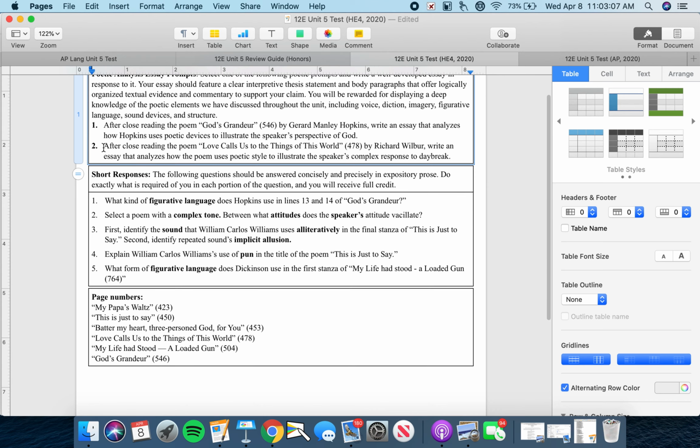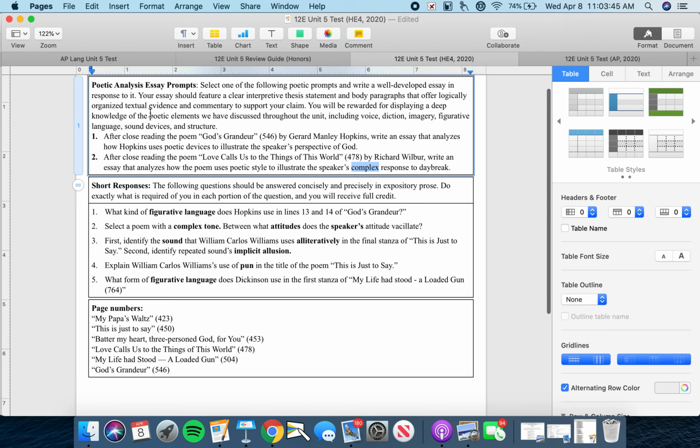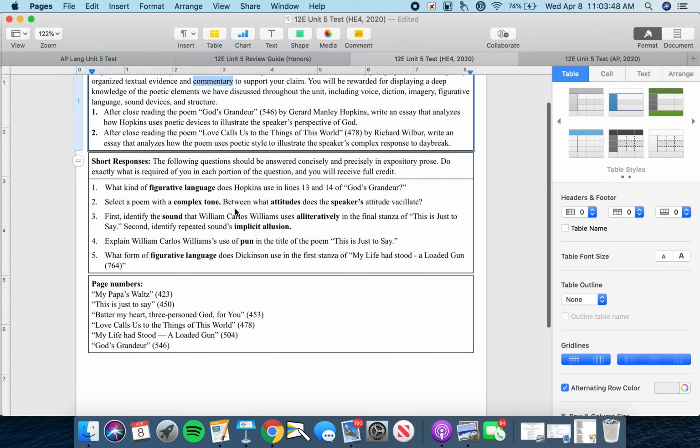Second option, after close reading the poem Love Calls Us to the Things of This World by Richard Wilbur, write an essay that analyzes how the poem uses poetic style to illustrate the speaker's complex response to daybreak. Complex just means that it is inherently nuanced, that it isn't just one thing. So the structure of that poem speaks to that and illustrates that in ways that we discussed in class. Both of these prompts should be pretty straightforward questions that you can answer directly and then evidence your answer with text and then explain and comment on that throughout the course of your essay.